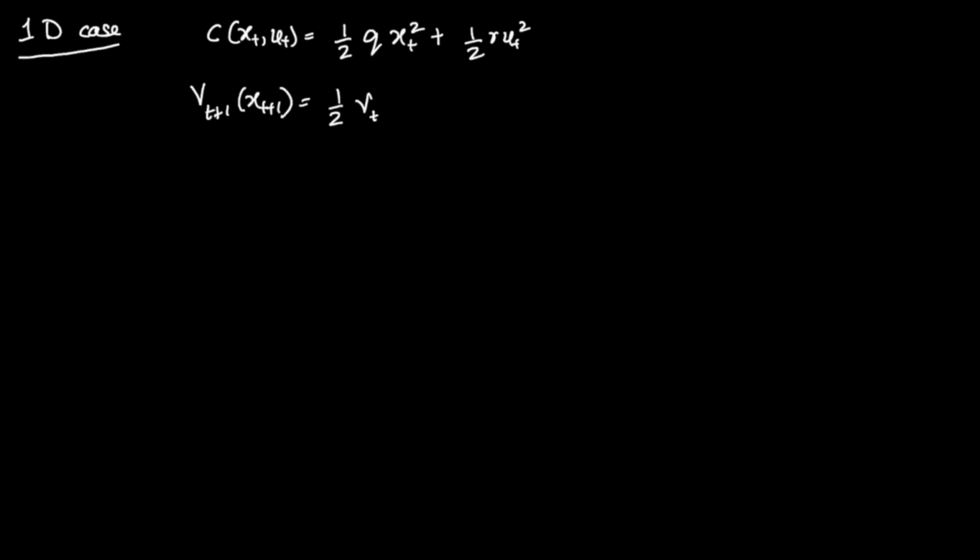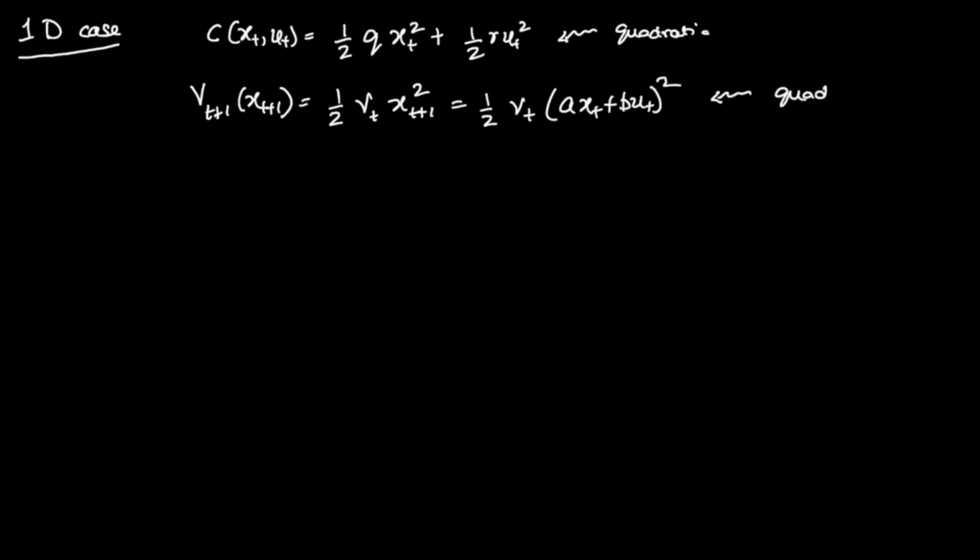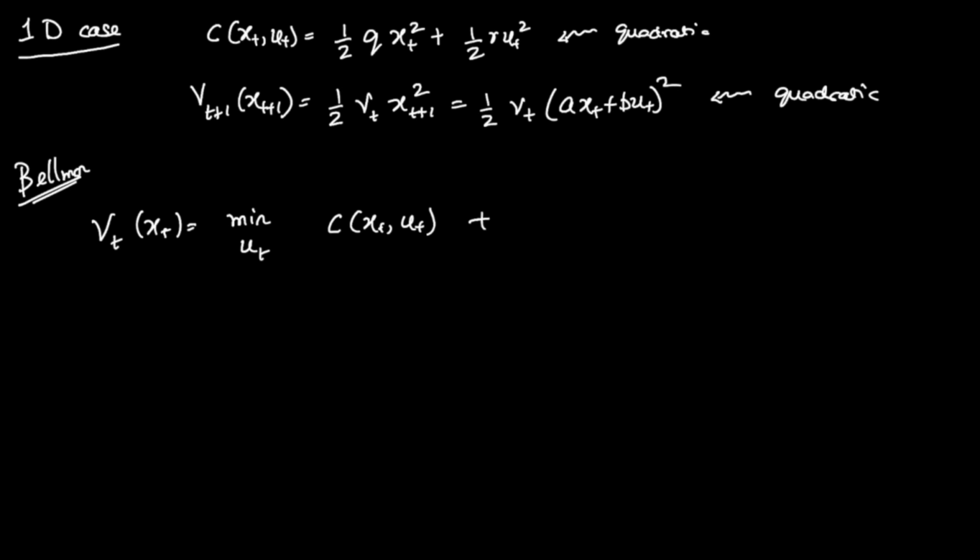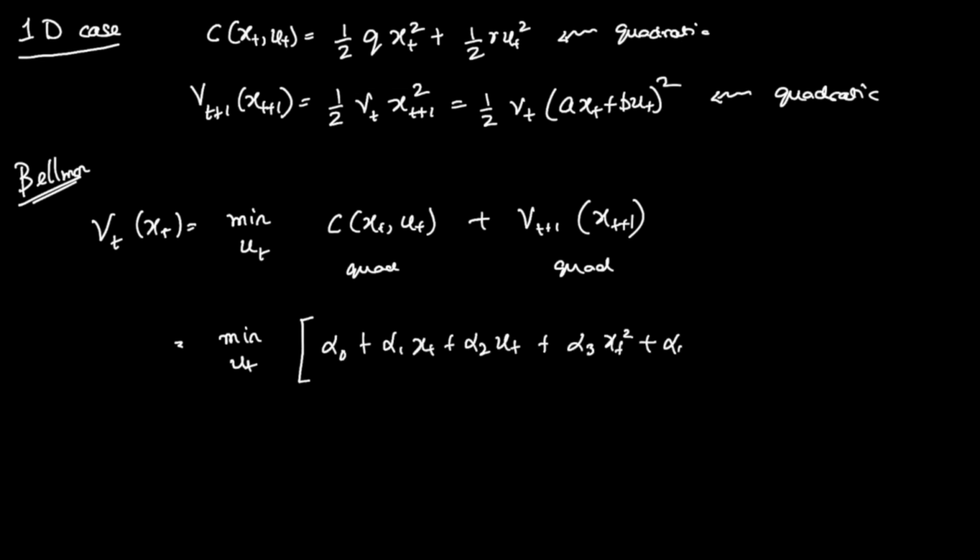Suppose the cost function is 1D, so c(x_t, u_t) is equal to half q x_t squared plus half r u_t squared. Let's also write the value function in 1D, so V_{t+1}(x_{t+1}) is equal to half v_{t+1} x_{t+1} squared. Plug in linear dynamics and you get a quadratic value. Now we bring in Bellman. The value V_t(x_t) is equal to the one-step cost plus the value at the next state. Note that since both are quadratic, we can just write down this term as a general quadratic.